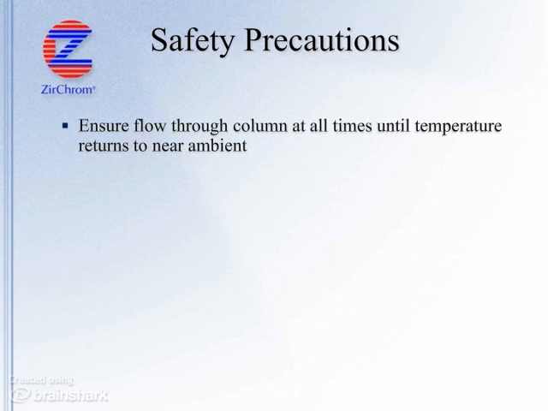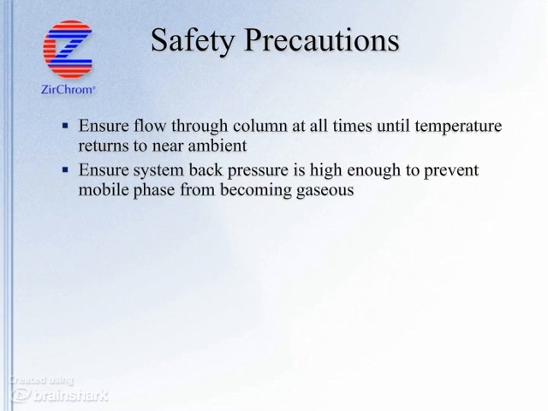For the best results, we recommend the following safety precautions when employing elevated temperatures. It is important to ensure flow through the column throughout the whole separation, both heating and cooling. Under heat and without constant flow, the mobile phase in the column may evaporate, causing column degradation. The back pressure of the system must be sufficient to prevent the eluent from becoming gaseous.